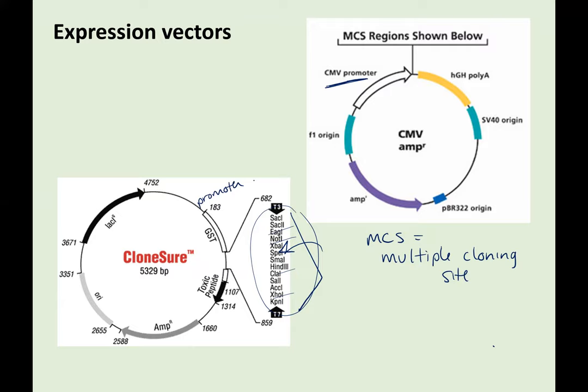They both have origins of replication. This one has an origin for both eukaryotic and prokaryotic cells. More information than you need. They both have antibiotic resistance, so that they can select. And then some of these different vectors have different features. So we will talk about vectors in class, and you will practice on paper, cloning things in.